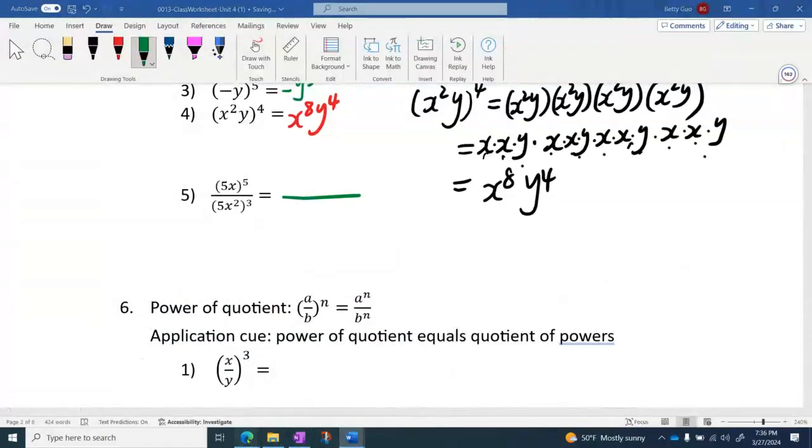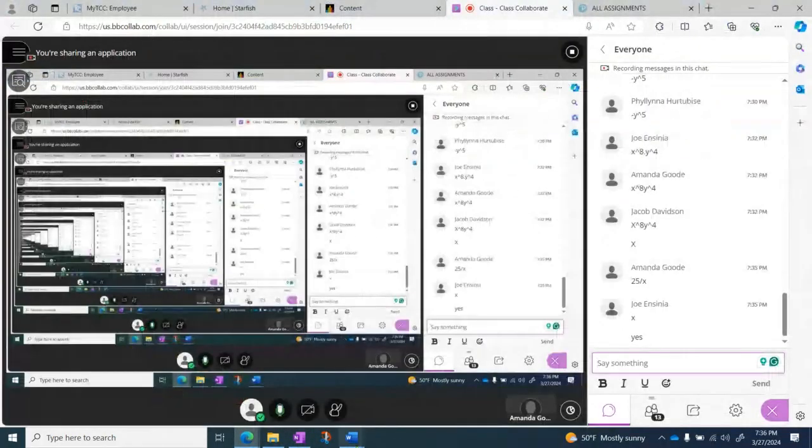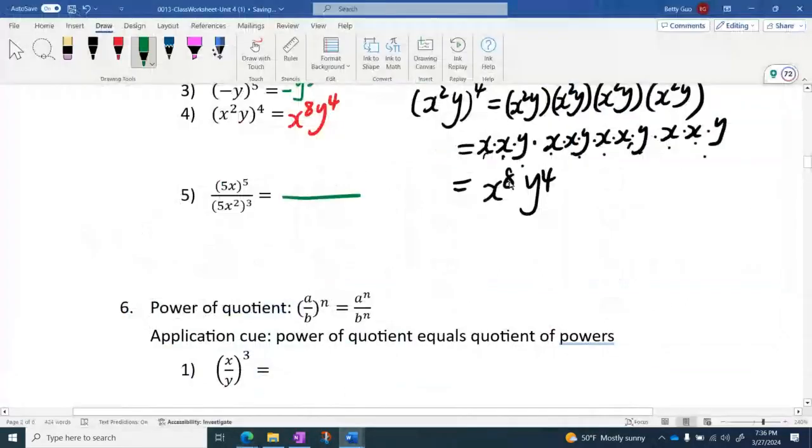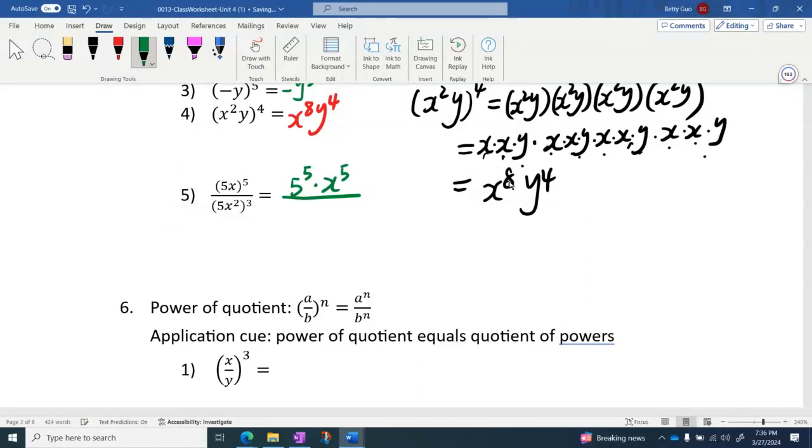This is a lot more complicated than the previous questions, right? So we're going to simplify the numerator and denominator separately. Let's look at the numerator only. The numerator is a power of a product, and the product is 5 times x. A power of a product equals the product of the powers. So we have 5 to the power 5 times x to the power 5. We apply the exponent to each factor.